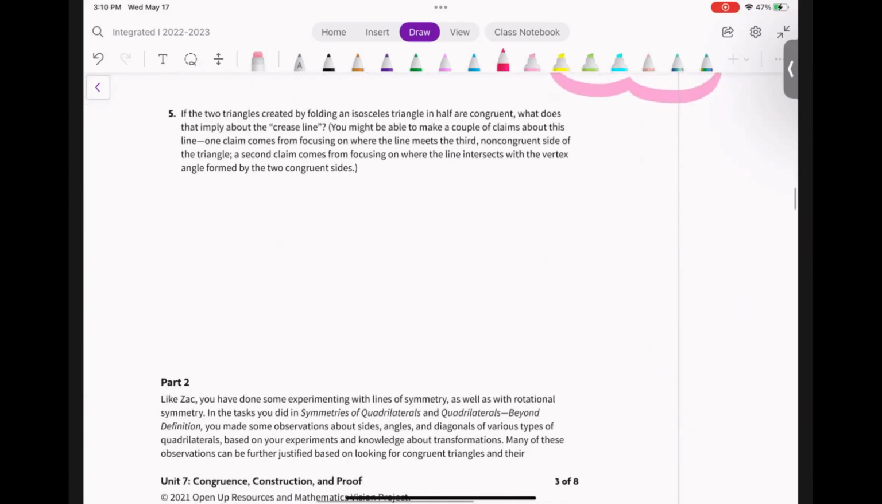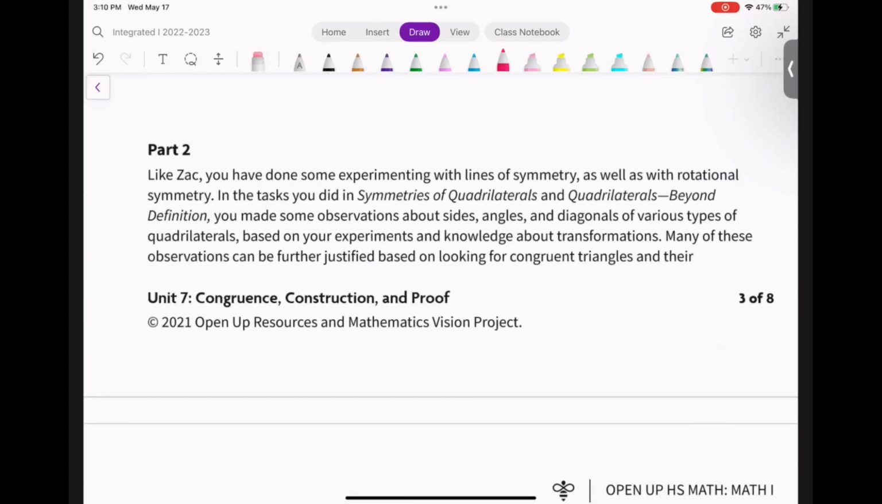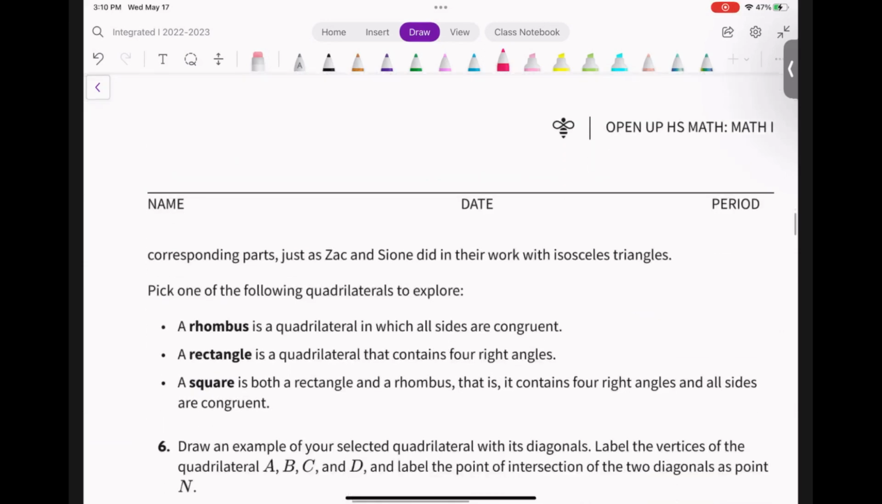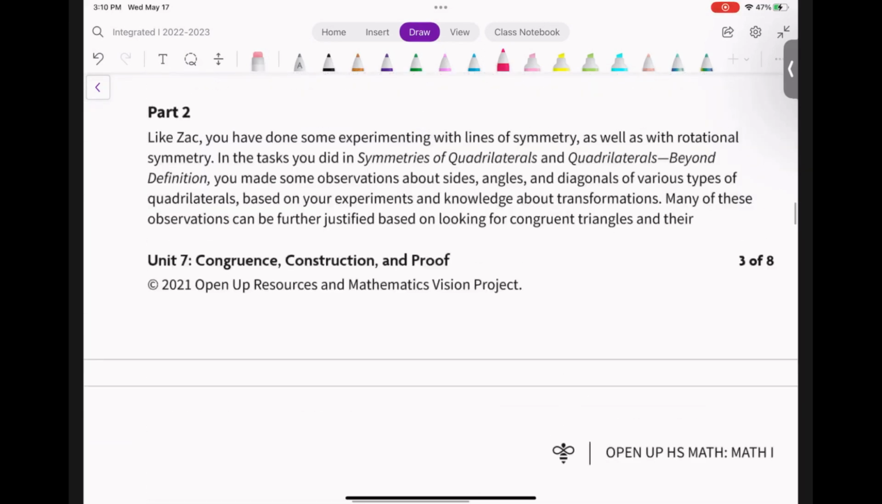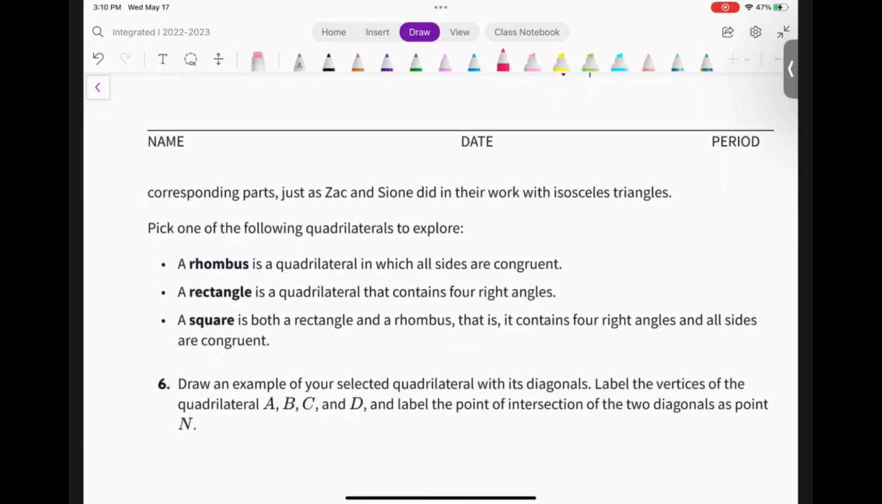Okay. Part 2. You have done some experimenting with lines of symmetry as well as rotational symmetry. In the task you did in symmetries of quadrilaterals and quadrilaterals beyond definition, you made some observations about sides, angles, diagonals of various types of quadrilaterals based on your experiments and knowledge about transformations. Many of these observations can be further justified by looking for congruent triangles and their corresponding parts. So what are you going to be doing? You're going to be looking for congruent triangles, just as they did in their work with isosceles triangles.